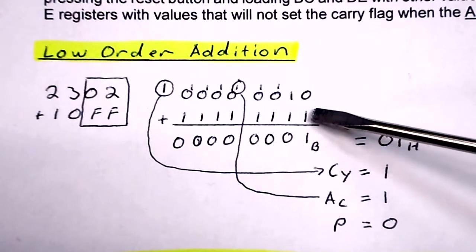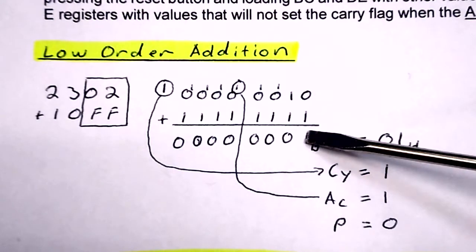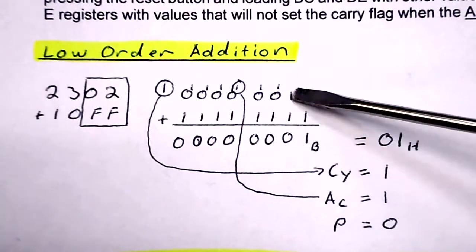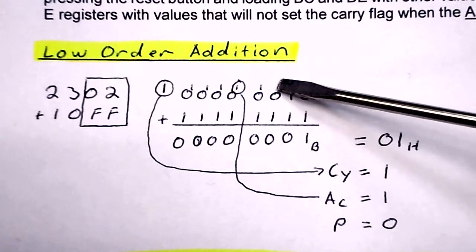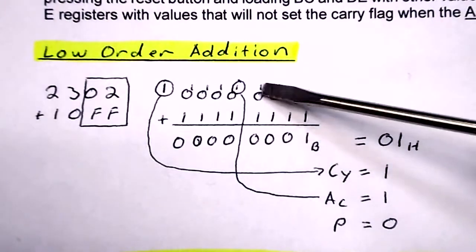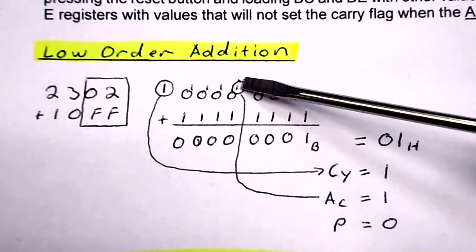So when we add these together, we end up with 1 plus 0 is 1. And then in the next column, 1 plus 1 is 0, carry the 1. And then 1 plus 1 is 0, carry the 1. And then 1 plus 1 is 0, carry the 1. Okay, so that's our auxiliary carry bit being set.